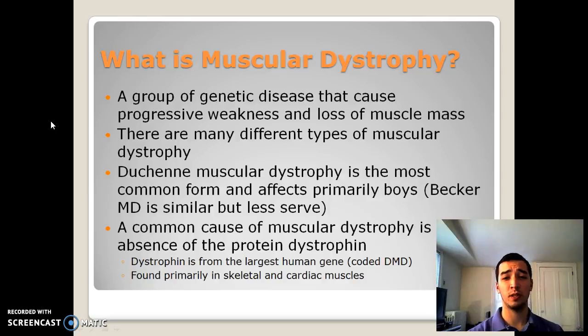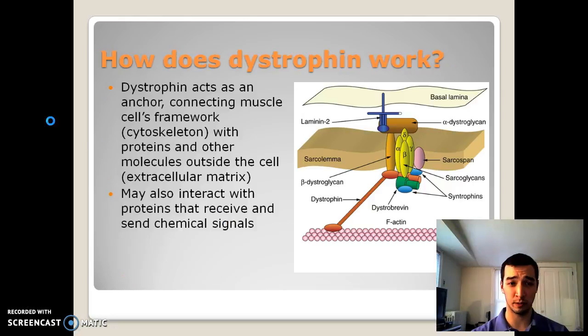Duchenne muscular dystrophy is the most common form and affects primarily boys. Becker muscular dystrophy is similar but less severe. A common cause of muscular dystrophy is the absence of the protein dystrophin, and Becker is actually faulty or not enough dystrophin being present. Dystrophin comes from the largest human gene coded DMD, and it's found primarily in the skeletal and cardiac muscles. So next we're going to look at how dystrophin works and how it causes muscular dystrophy.